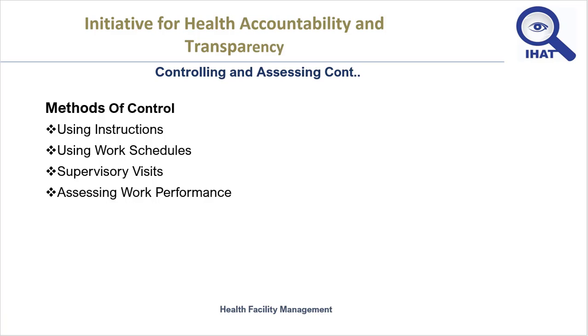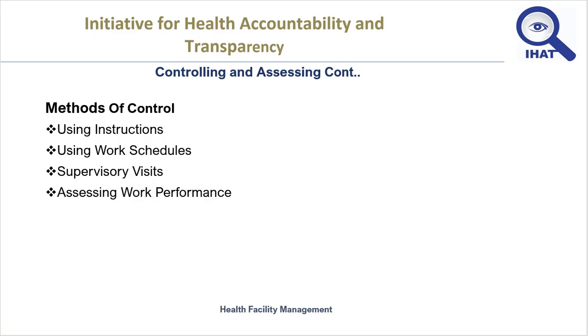And finally, we are looking at assessing work performance as a means of control. Assessment is done by the team leader to determine the progress made towards achieving work targets. It must be based on clear statements of objectives and targets that have been laid down in job descriptions, or they may be specified instructions during training or on job orientation.